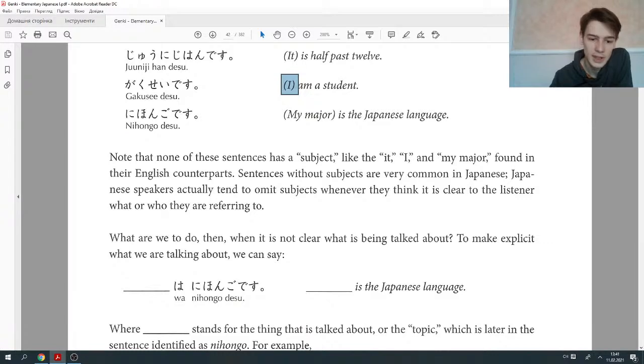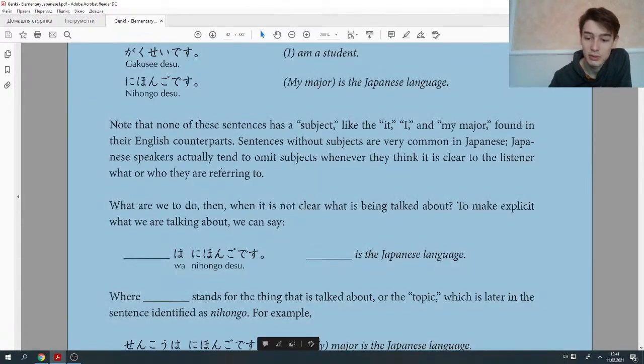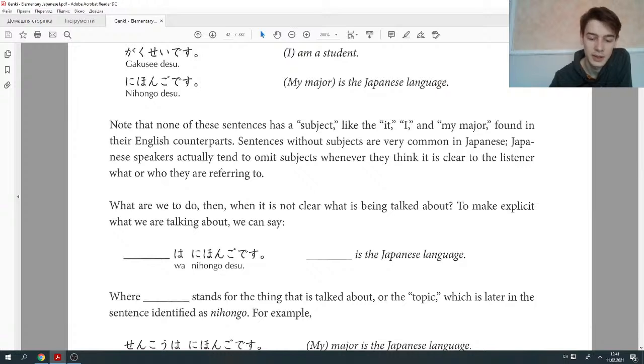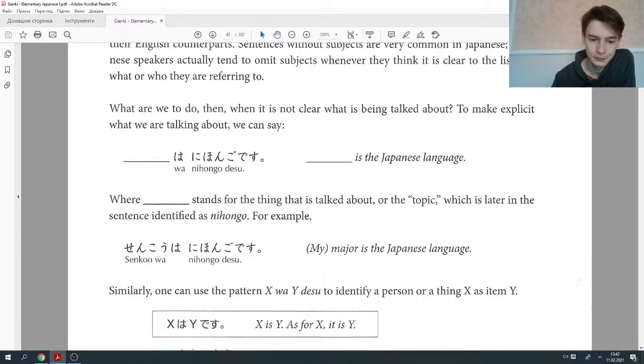To make clear what is being talked about, we can say wa nihongo desu. If we add a subject, then it adds the particle wa. Like, senko wa nihongo desu, my major is Japanese, where the first part stands for the thing that is talked about, or the topic, which is later in the sentence identified as nihongo. No, as I said, I don't prepare anything before the lesson, so don't think that I do. I just knew it before, so I'm just reviewing. Senko, major. Wa is nihongo, Japanese language.